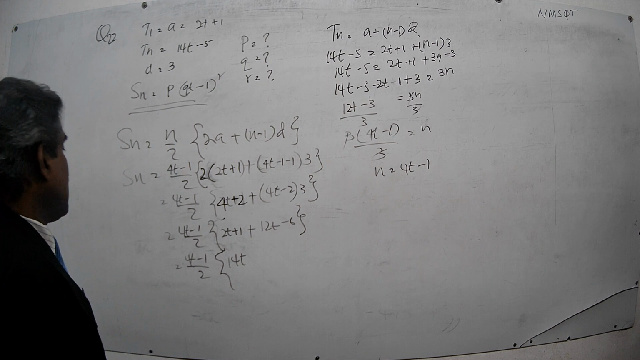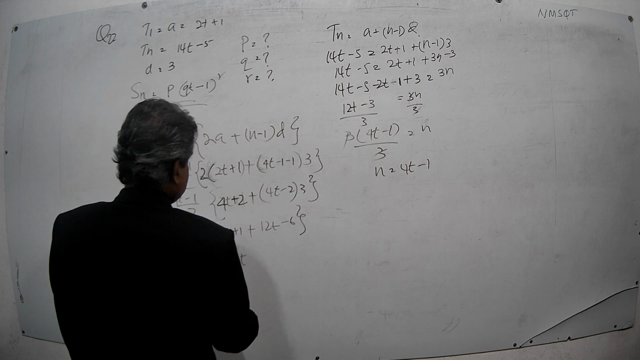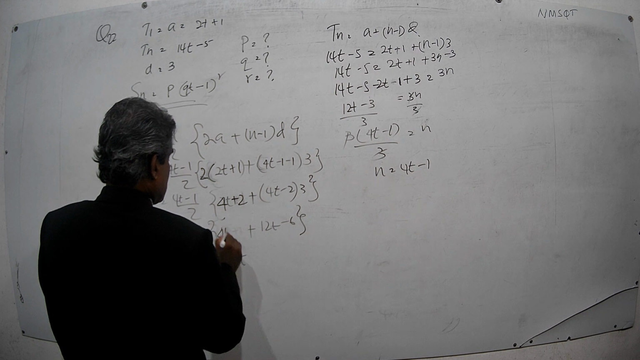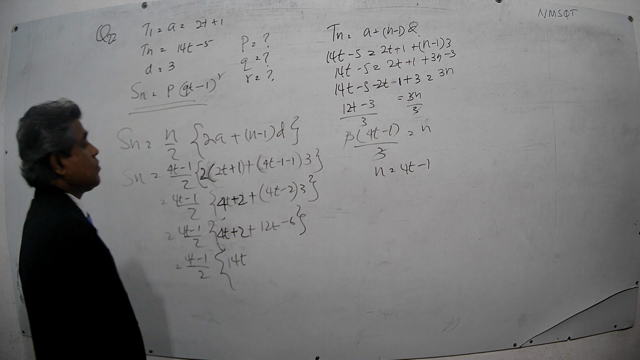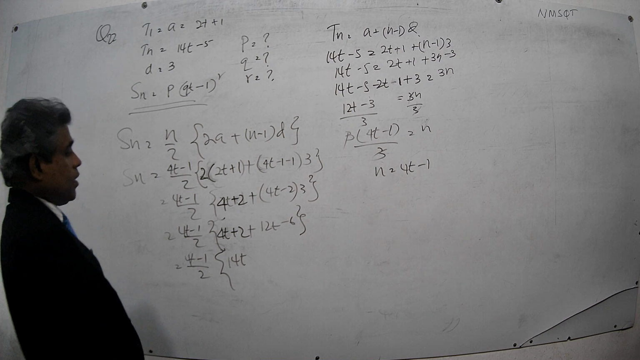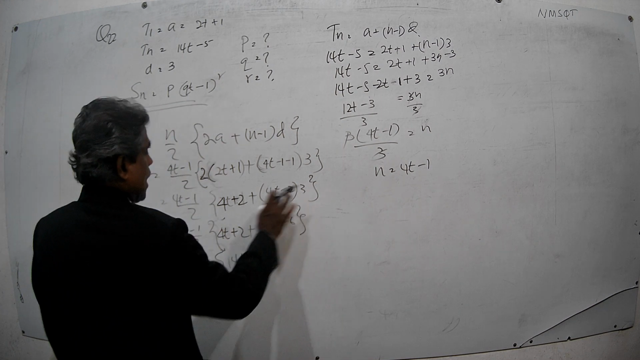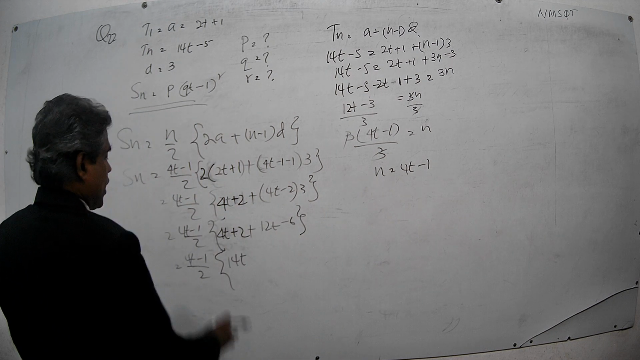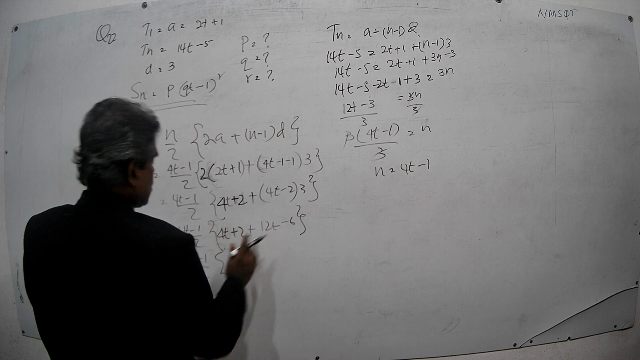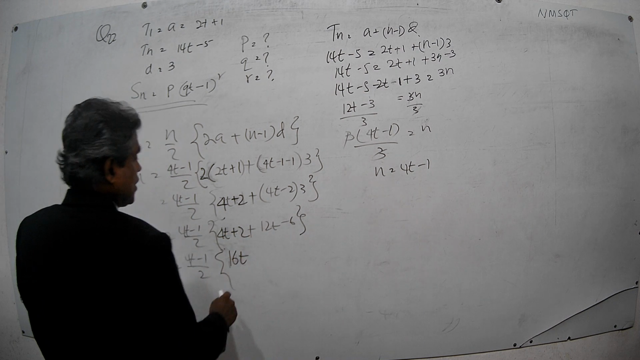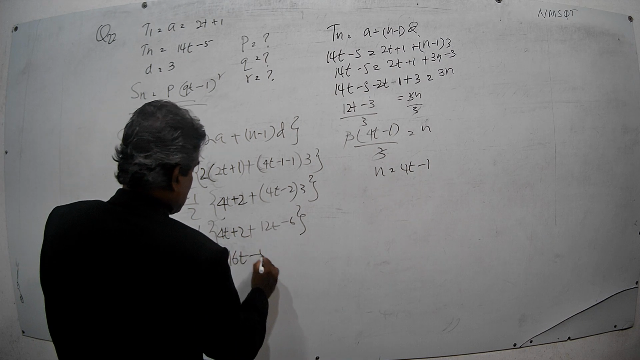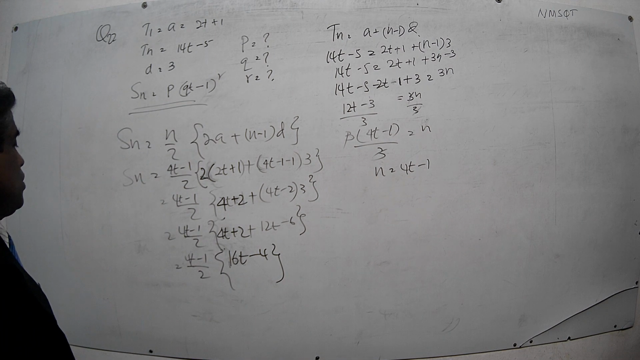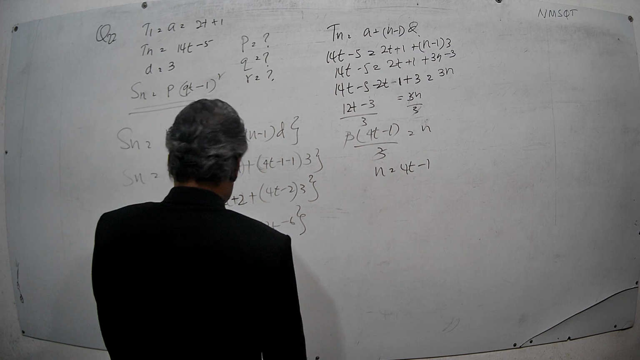Okay. Now here it is again 4t plus 2. Then here 3 times 4t is 12t, and 3 times minus 2 is minus 6. Now here 4t plus 12t is 16t. Then 2 minus 6 is minus 4.